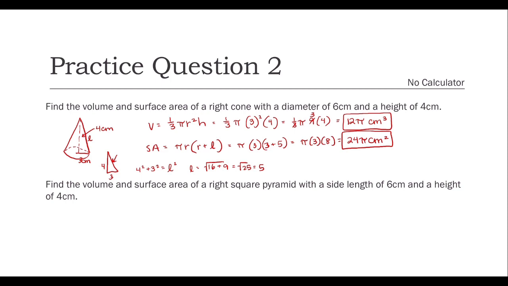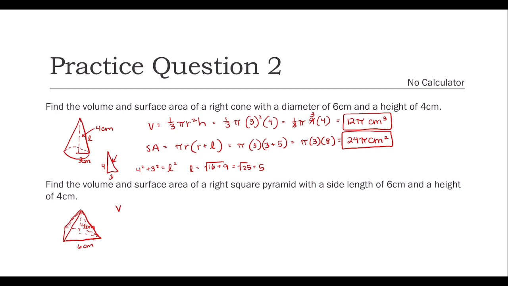Next it says find the volume and surface area of a right square pyramid with a side length of 6 centimeters and a height of 4 centimeters. So you'll have a pyramid kind of like this. And this base here is a square. And our side lengths are 6 centimeters. And our height is 4 centimeters.